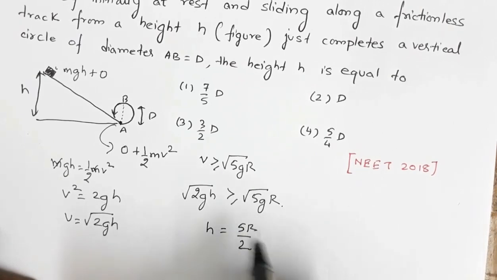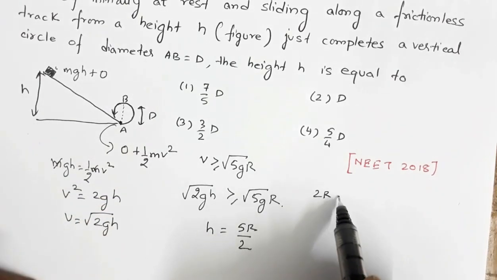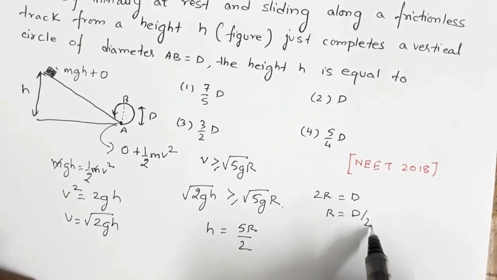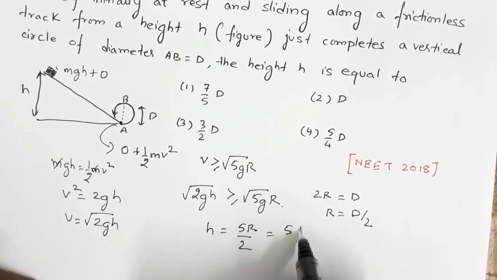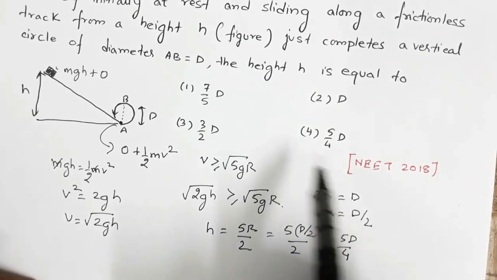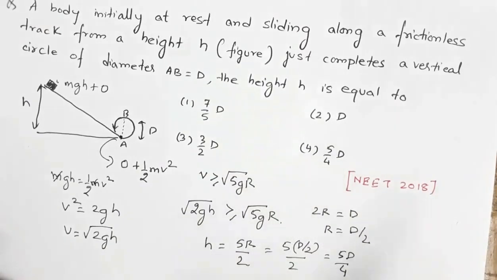But r is the radius. Here, d is the diameter. So twice r is equal to d. So that is r is equal to d by 2. So this is 5d by 2 divided by 2, so that is equal to 5d by 4. So of the given options, option 4 is the correct answer.